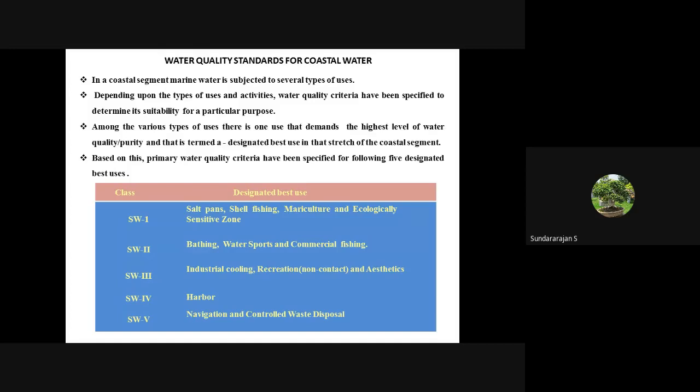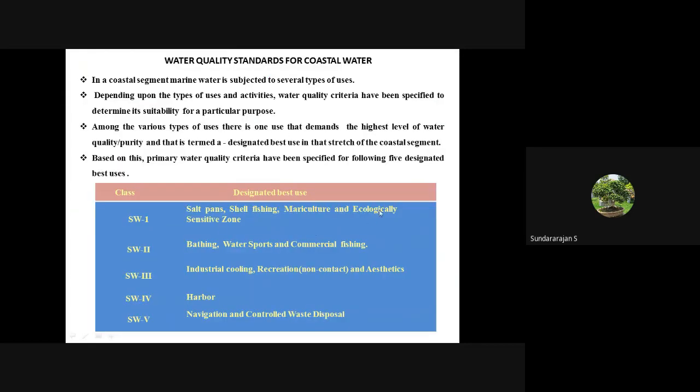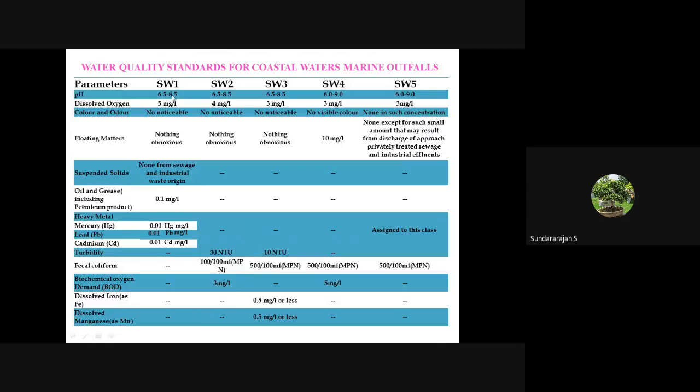I will explain how the government is allowing waste to be disposed into the sea, the coastal area. See, based on these uses, they have given the water quality standards, and we have to maintain the disposal water standards. For pH, you have to maintain it in SW1, the sensitive zone, salt pans, all those areas. The requirement is high because these are sensitive zones, ecologically sensitive zones, all active zones. The next ones are less strict.